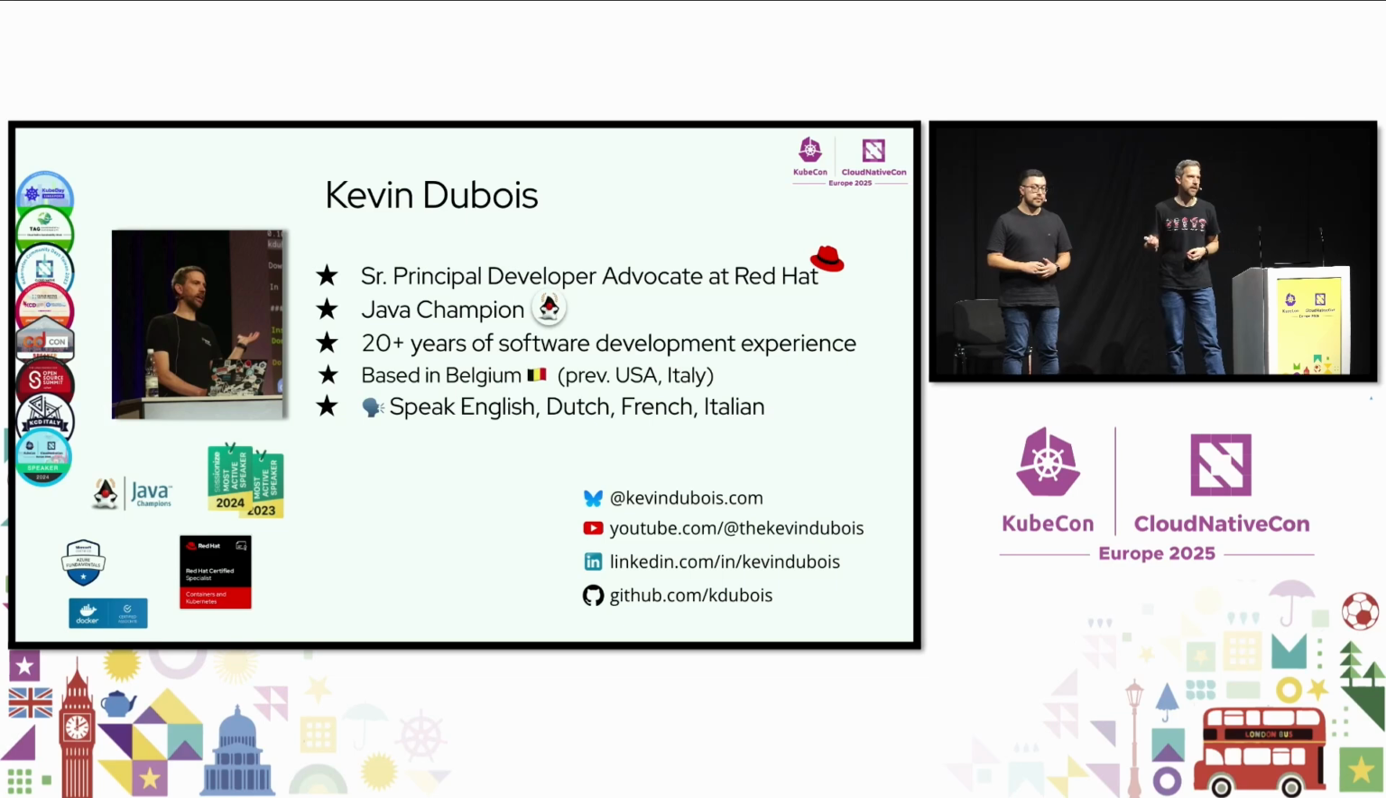So my name is Kevin Dubois. I'm a developer advocate at Red Hat. I've been writing software for the last 20 years. So I went from that more traditional world to the cloud native world. It's been an interesting journey, and with me here is Thomas.